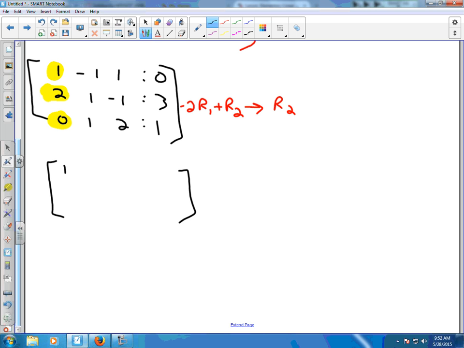So the first row, we have the right pivot. We do negative 2 times that first one plus the second row, we get a 0. Negative 2 times that is 2, plus the second row is 3. Negative 2 times that is negative 2, plus the second row. Negative 2 minus 1 is negative 3. Negative 2 times that is 0, plus the second row is 3. We didn't do anything to the third row in this step.